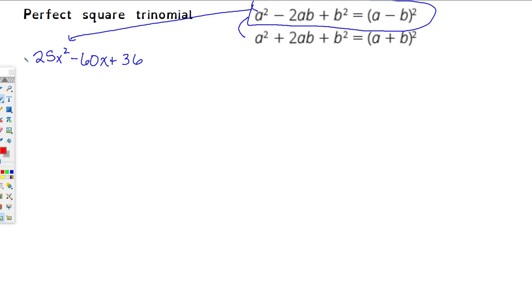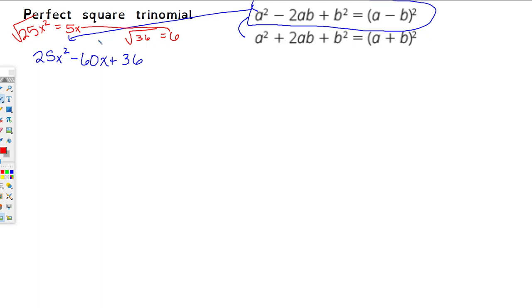So first up, I need to find out, can I take the square root of 25x squared? Can I take the square root of 25? Yes. What is it? Square root of x squared? Just x. How about the square root of 36? 6. Okay. What I'm doing in red is stuff that you can do mentally. You don't have to show it on paper and pencil.